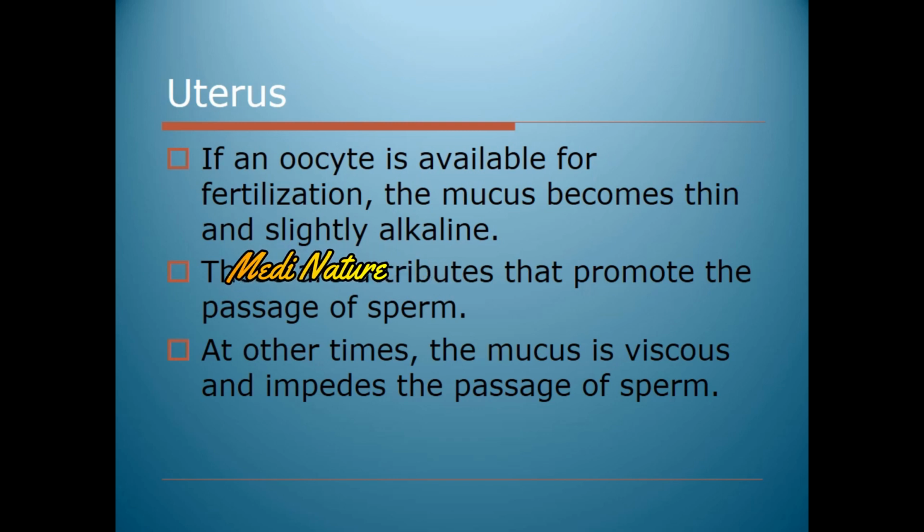As we know, sperms come through the vagina first into the uterus, then enter the uterine tube. If after ovulation an oocyte is available within the uterine tube for fertilization, the mucus secreted becomes thin and slightly alkaline. This promotes the passage of sperms into the uterine tube. But if there is no oocyte in the uterine tube, the mucus becomes viscous and prevents the passage of sperm into the uterine tube.